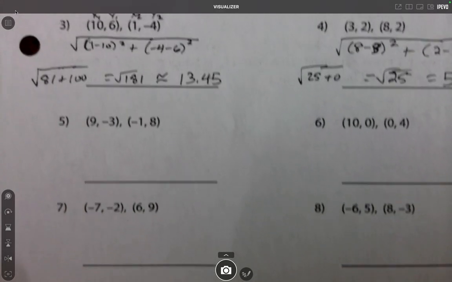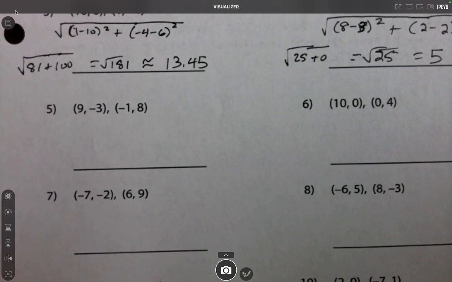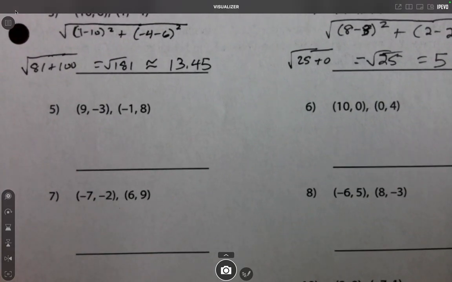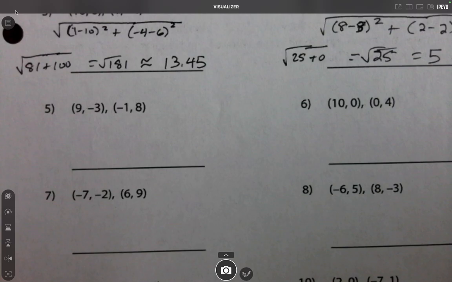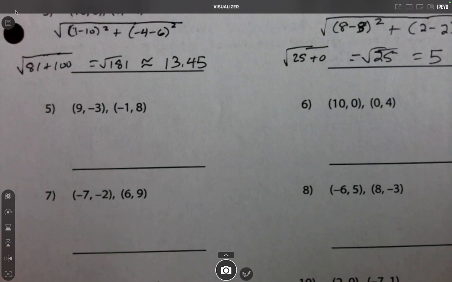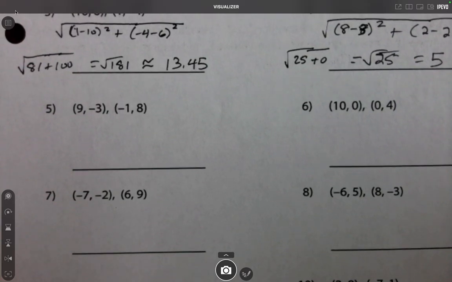Okay, number 5. I'd actually encourage you to try the rest on this page on your own, and then you can check the answers. So I would encourage you to pause and try 5 through 10 on your own, then check back and see if you got the correct answers. I'm just going to write the correct answers and show the work, but I'm going to go through them pretty quickly.